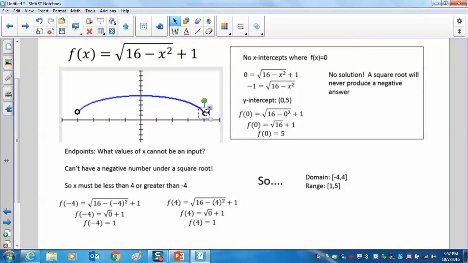There are no x-intercepts. And if we look at the graph, we can confirm that. Our graph is completely above the x-axis. There are no x-intercepts here.